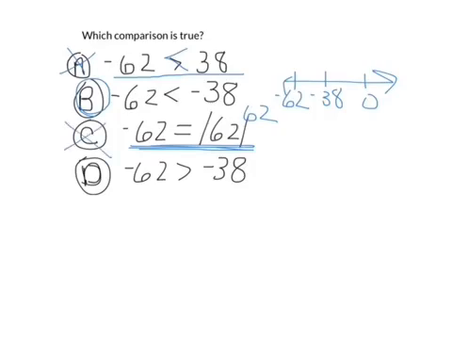Now for D, this is saying that negative 62 is greater than negative 38. Well, let's see. I do know that in the world of positive numbers, 62 is greater than 38, but this is negative numbers, and it's the opposite, so it would actually be less than, so that is not true. So my final answer, which one is true? B.